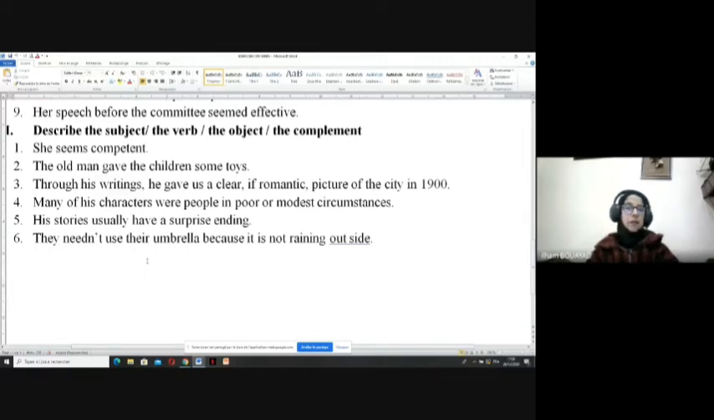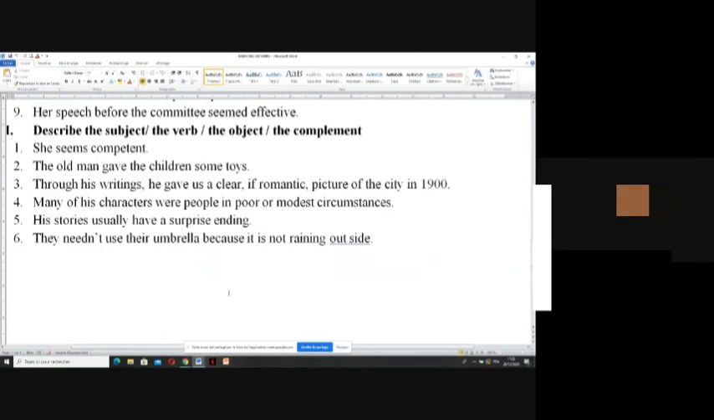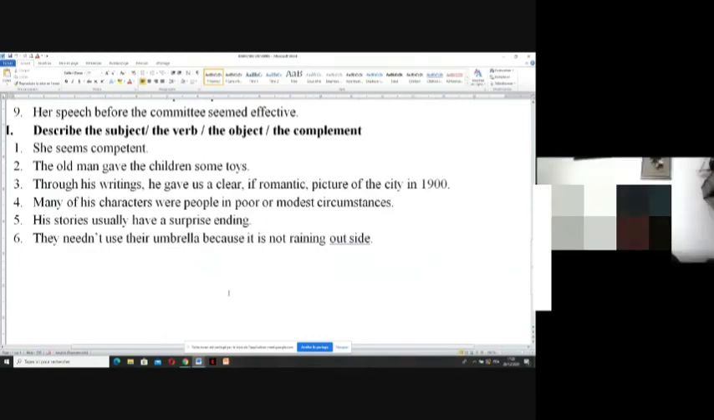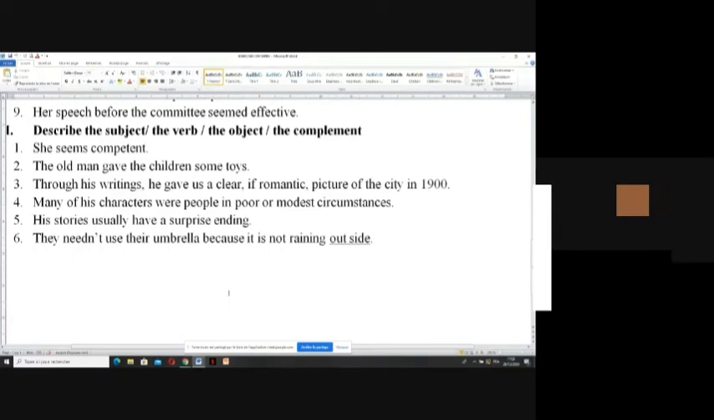Next, number 5. Anyone else? I will help you even if you make mistakes. Can I, teacher? Yes. His stories usually have a surprise ending. The subject in this sentence, his stories. Have is the verb. A surprise ending is direct object.